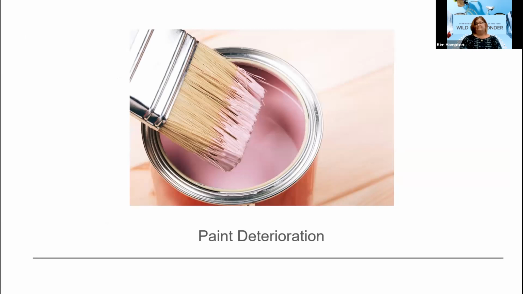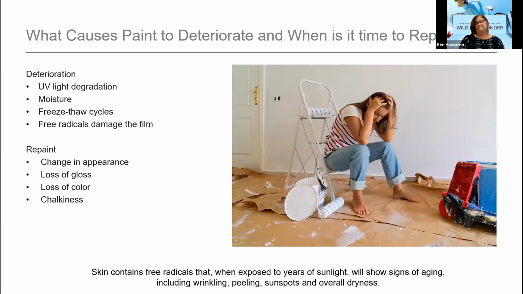Paint deterioration. The 4 main causes of paint deterioration are UV light, moisture, freeze-thaw cycles, and free radicals, which damage the paint film. Free radicals are uncharged molecules having an unpaired valence electron. They're highly reactive and either form or break down chemical bonds in substances. In the case of paint durability on exposure, free radicals actually damage the film. As exposure persists, the free radicals continue to be produced and accelerate film deterioration.